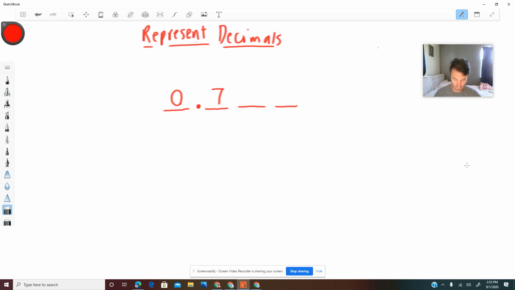Let's do another example. Let's say we had 8 hundredths. Here, the 8 is over 100. Therefore, the 8 would go in the hundredths place. This is tenths, hundredths, then thousandths. There's nothing in the tenths place, so we put a 0. And there's nothing in the ones place, so we put a 0. And that's how you'd write 8 hundredths as a decimal.